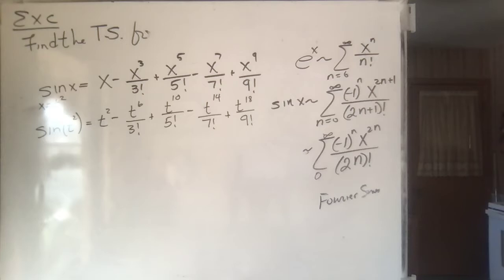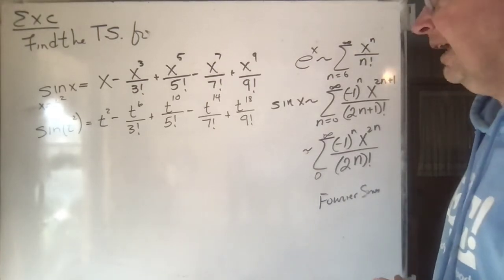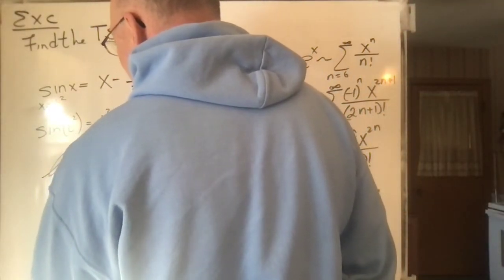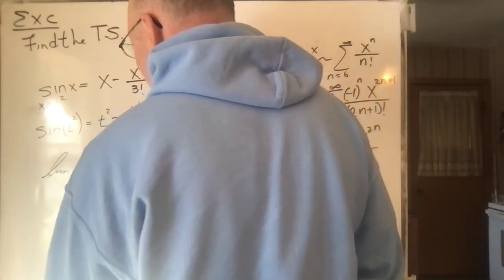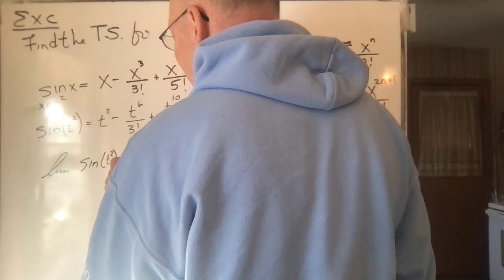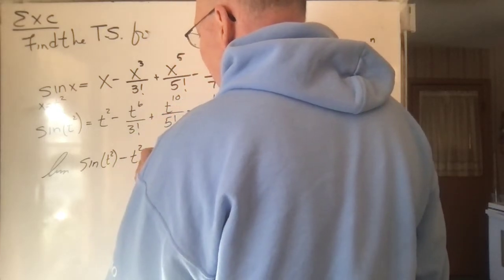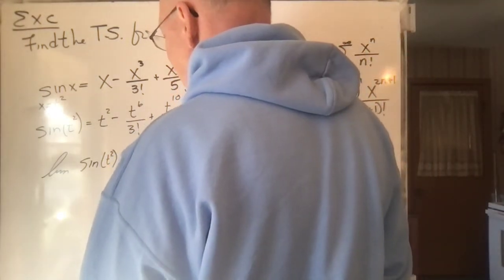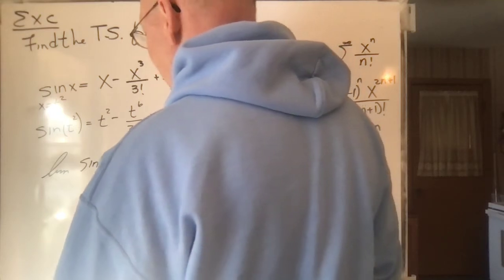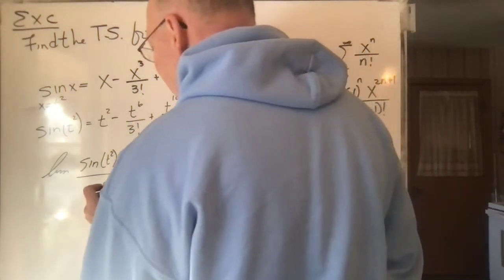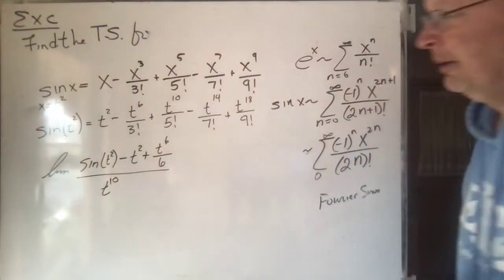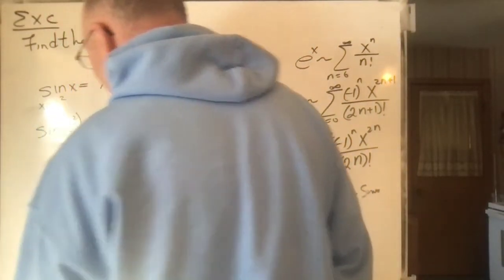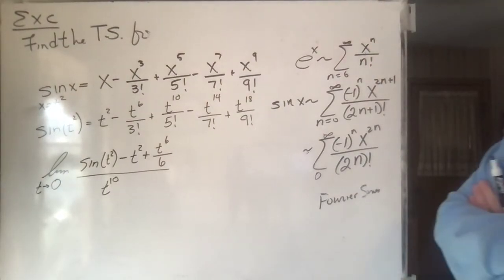Okay, so for example, what if I had this as a problem to solve? What if I was interested in the limit of the sine of t squared minus t squared plus t to the 6th over 6, all divided by t to the 10th? Okay, what if I was interested in that limit? Just to kind of show you what you can do with this. This limit is as t goes to 0.